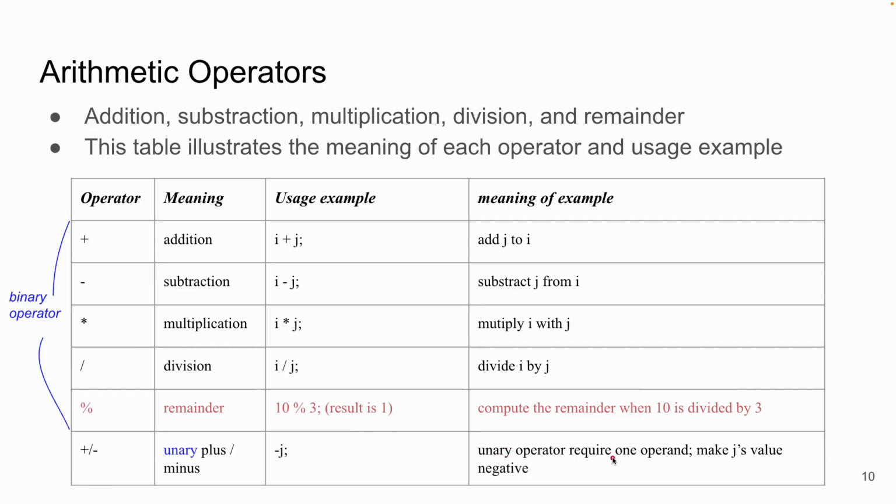For example, in this case, if we put a minus operator in front of j, then we can make j's value become negative. And if we put plus in front of any value, we can make this value become a positive value. So this is the effect of these two unary operators.